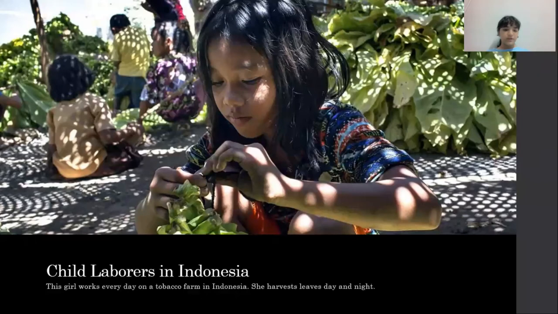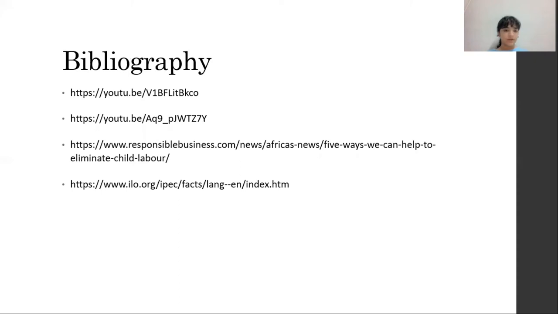Child laborers in Indonesia. This girl works every day on a tobacco farm in Indonesia. She harvests leaves day and night. This is the bibliography.